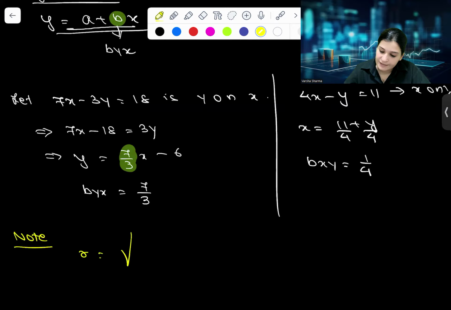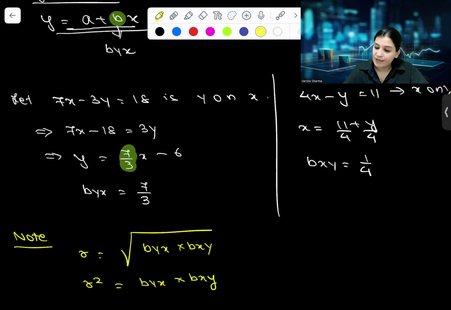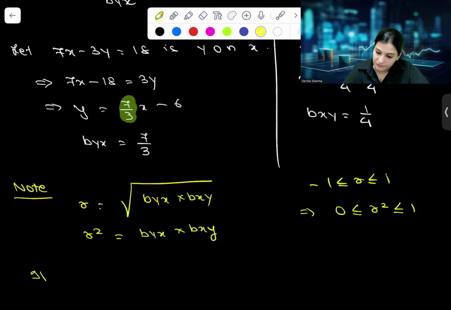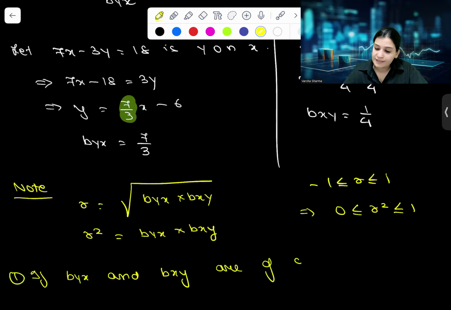So we knew that r is under root of this. So r square will be the product of byx and bxy. The value of r was between minus 1 and 1. R square will be between 0 and 1. So the product, whatever I have assumed, if byx and bxy are of opposite sign, is it allowed? One positive and one negative?